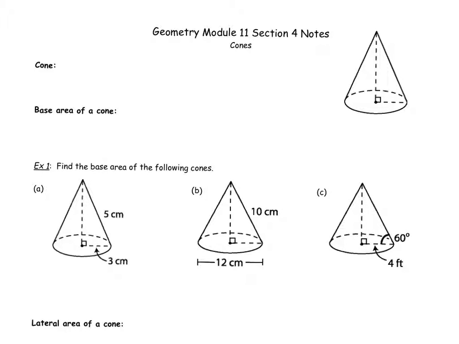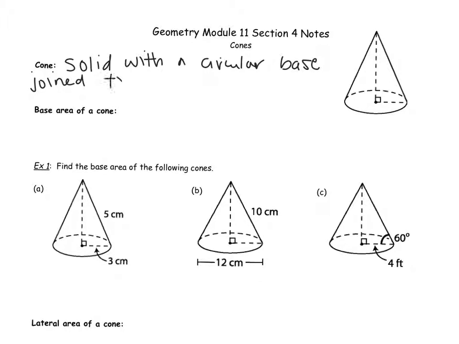In section 4, we're going to talk about cones. And a cone is a solid with a circular base joined to a vertex by a curved side. So it's similar to a pyramid in that it has one base, but it's similar to a cylinder in that we have one curved side because that base is a circle and not a polygon.